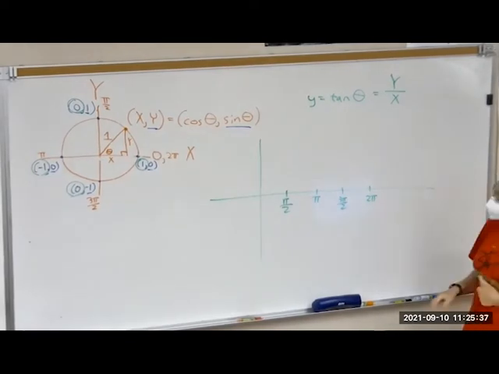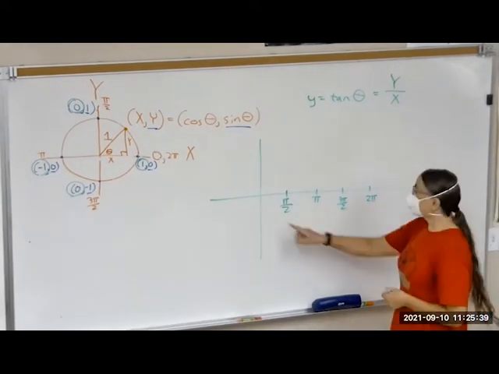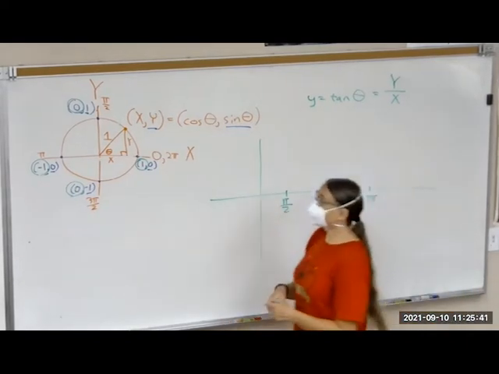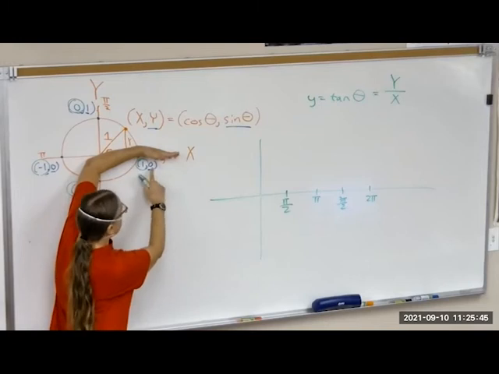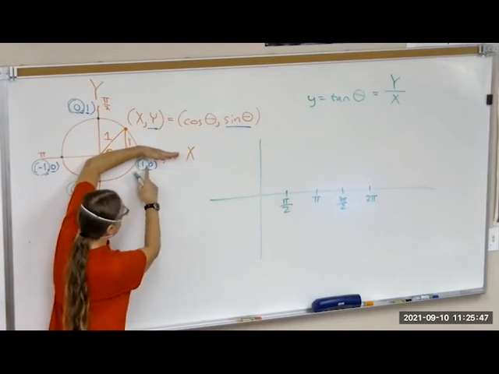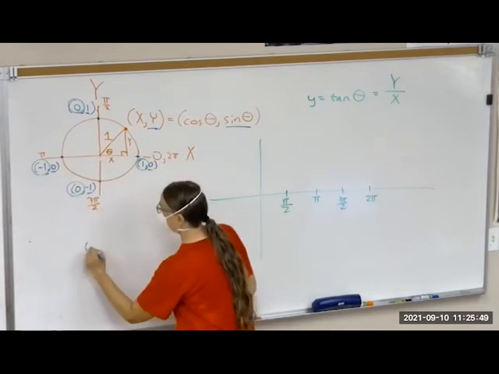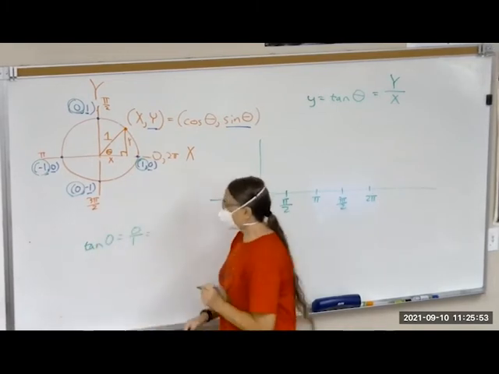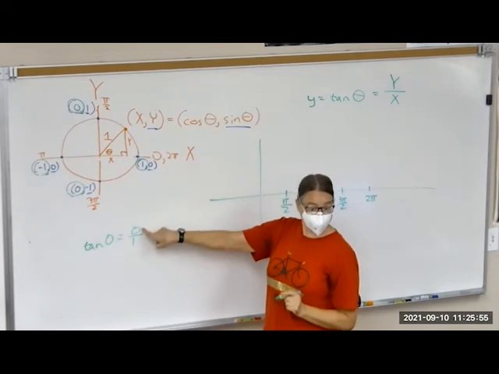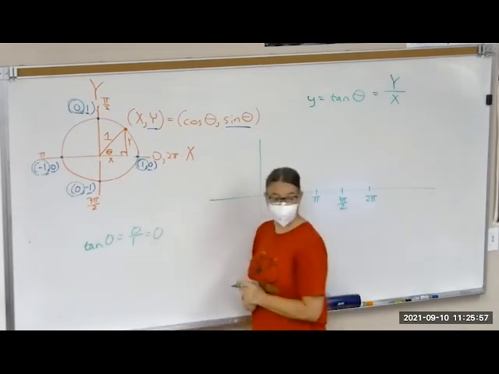Okay, so if I look at 0, the angle of 0 puts me at this point right here. Capital Y over capital X would be 0 over 1. And of course, it's fine to have 0 on top of a fraction. That just gives me 0.